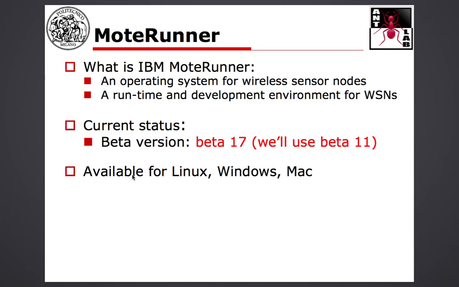Actually, now they are at this beta 17 version, which is available only for Linux 64-bit systems. And since your virtual machine runs a version of Linux which is 32 bits, I have loaded on it the beta 11 version, which is a previous version, so it has probably even more bugs than the one that is available now. Anyway, it's usable, so we will use it a little bit.